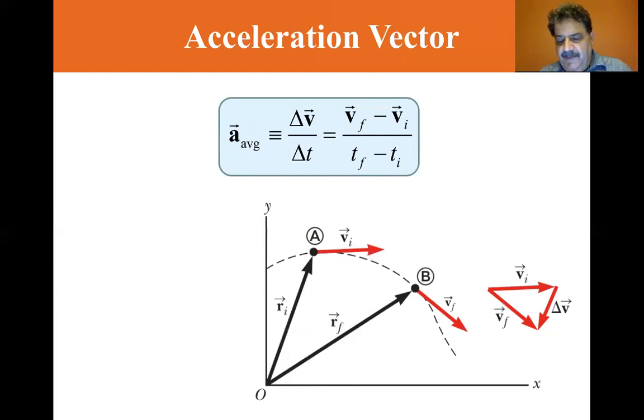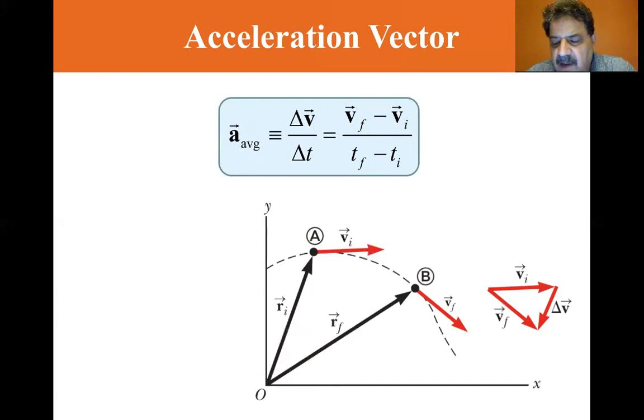Average acceleration is the ratio of vector quantity delta v and positive scalar quantity delta t. So average acceleration is equal to the vector quantity directed along delta v. Remember, you've got one vector divided by a scalar, so you're going to get another vector in the same direction.